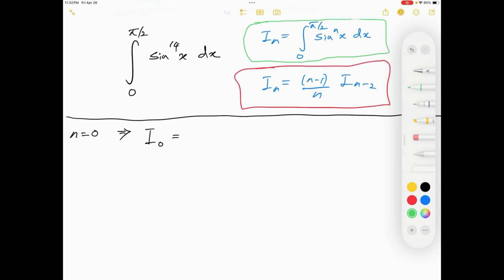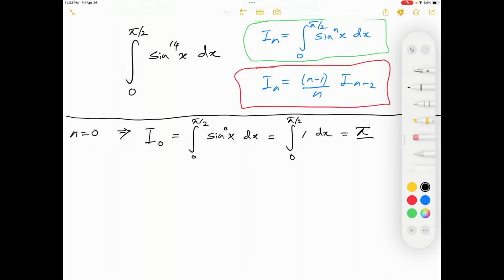I sub 0 can be more easily identified by looking at the original integration rather than the reduction formula. When I look at the original integration, I sub 0 should be equal to the integration from 0 to pi over 2 of sine 0th power x dx. Therefore, this is equal to the integral from 0 to pi over 2 of 1 dx. This is equal to x from 0 to pi over 2, which reduces to pi over 2. Now we need to keep in mind that I sub 0 is equal to pi over 2. We will use that result in the next step.